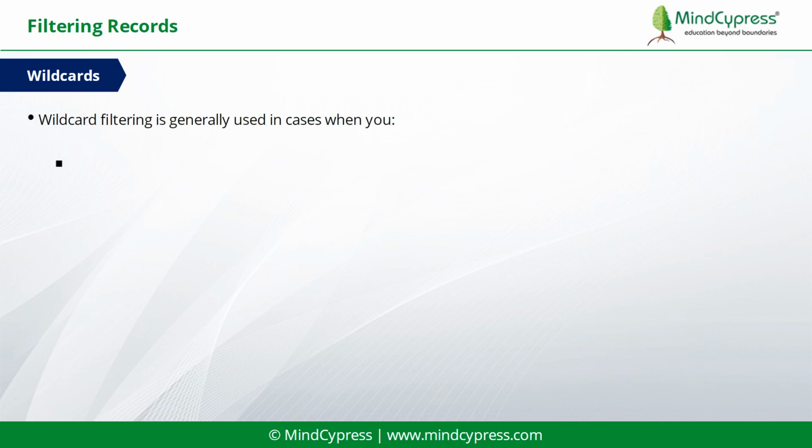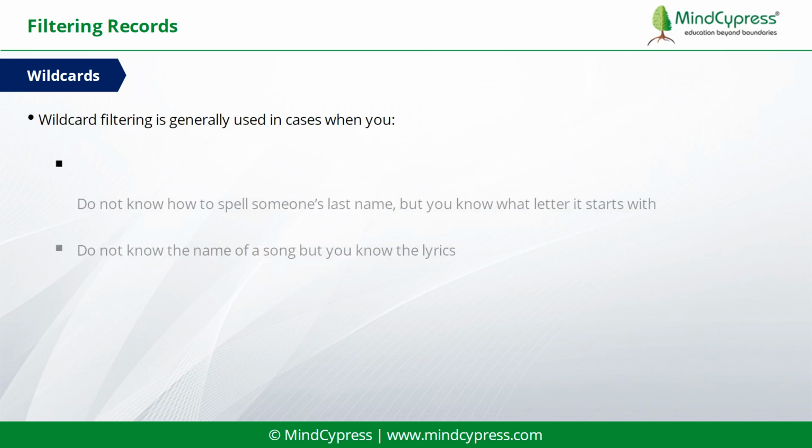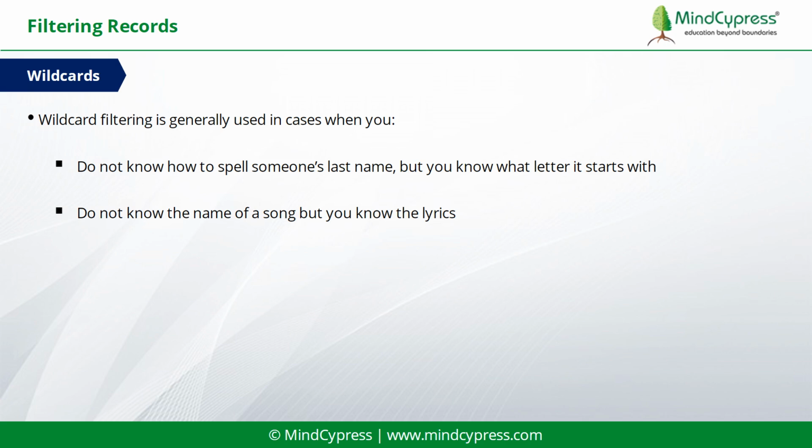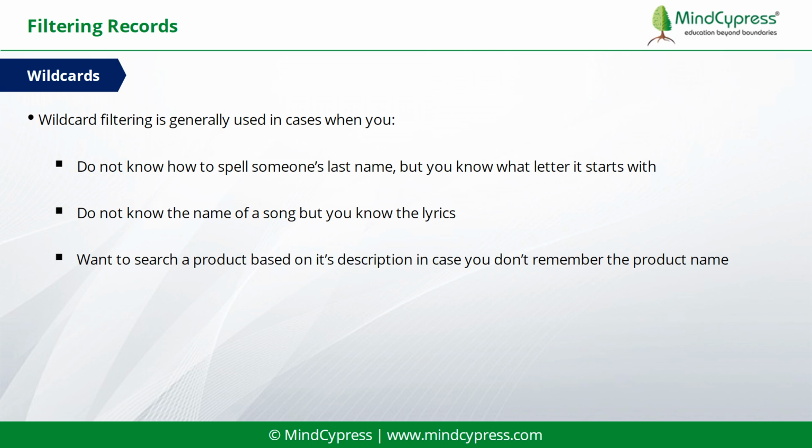Wildcard filtering is generally used in cases when you do not know how to spell someone's last name, but you know what letter it starts with. Do not know the name of a song, but you know the lyrics. Want to search a product based on its description in case you don't remember the product name.